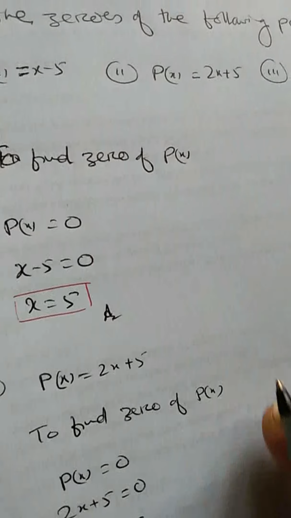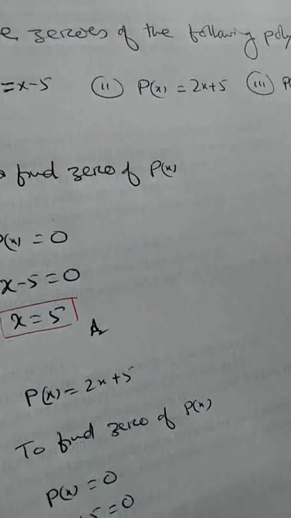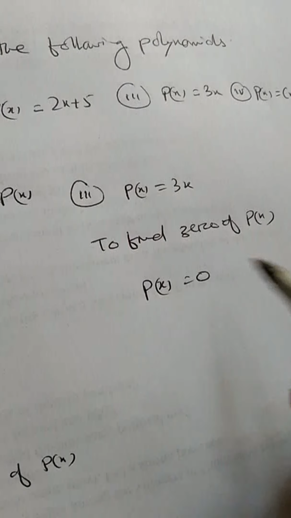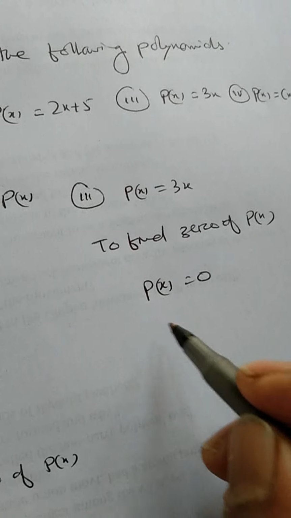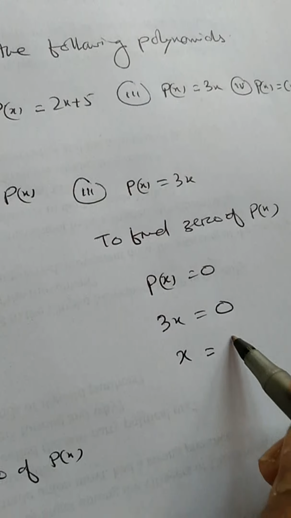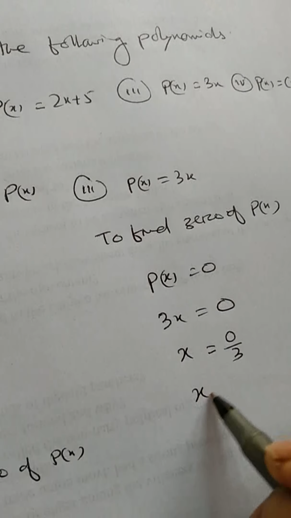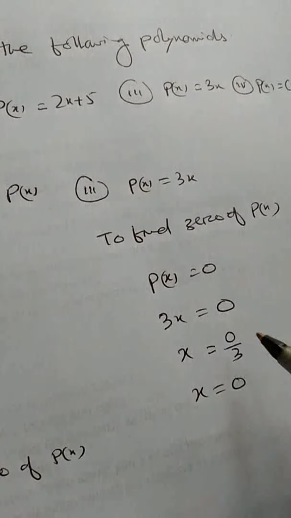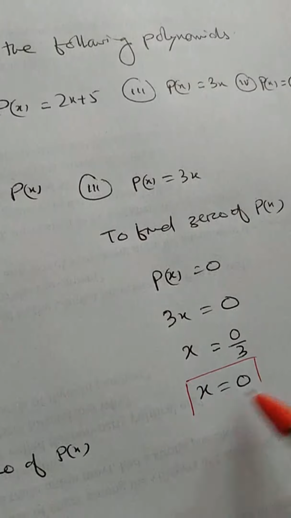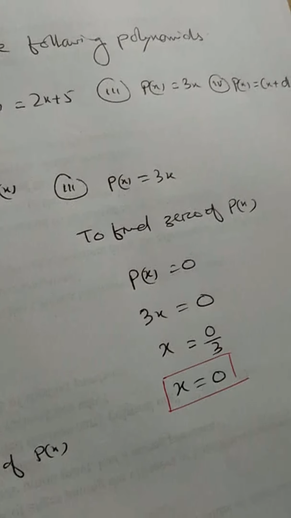Similarly, you can see the third example. p(x) is given 3x. So to find the 0, we'll write p(x) equal to 0. Then 3x will be equal to 0. And then x equals 0 by 3, which is 0. So therefore, the 0 of this polynomial is 0 itself.